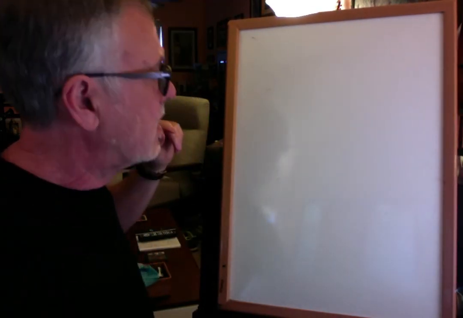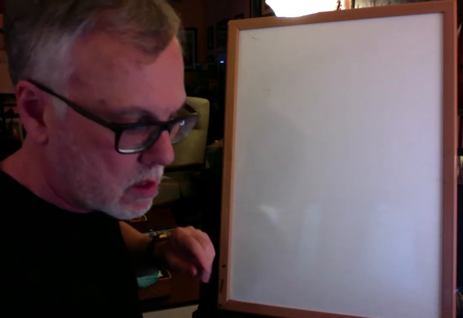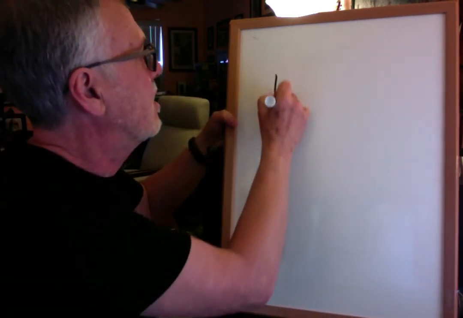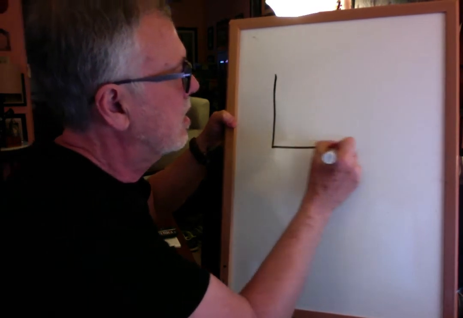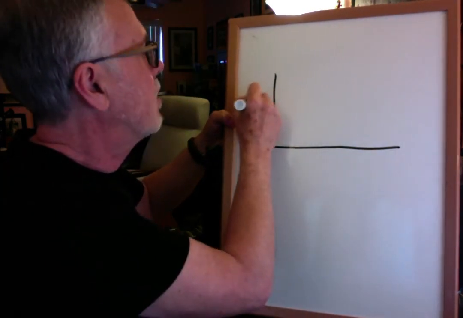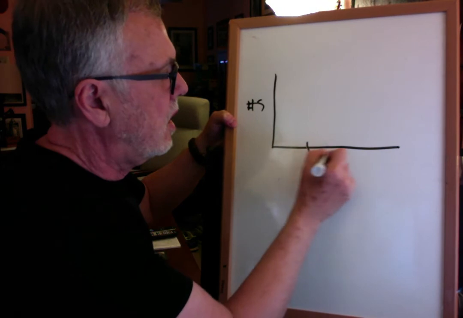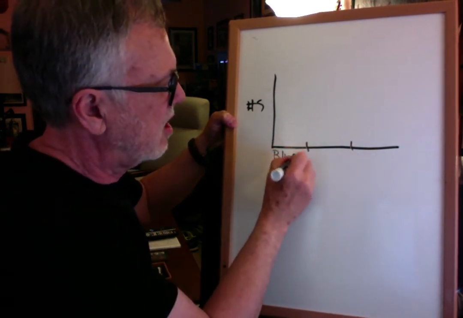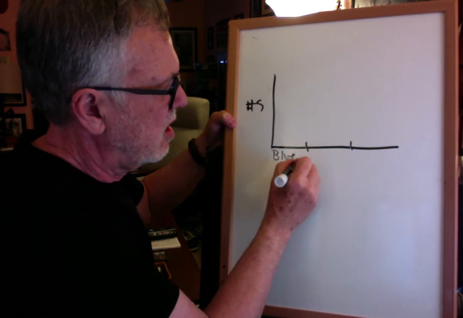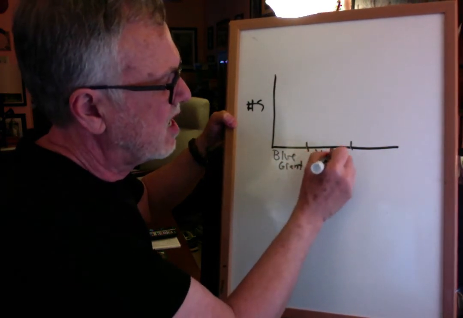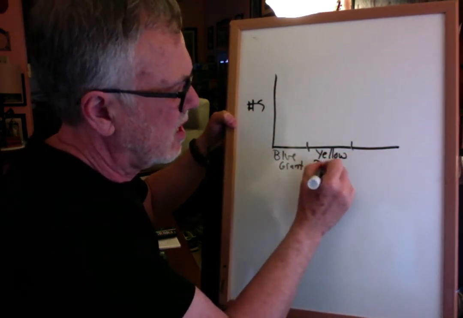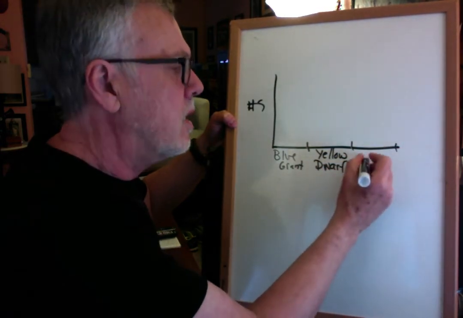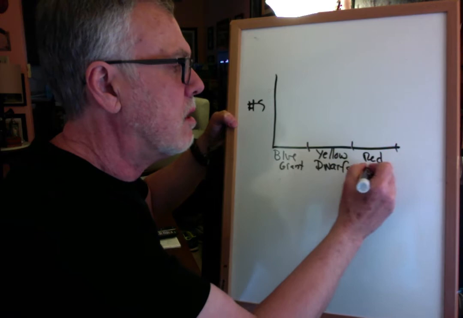It turns out that what you think is the most common star is not the case. If I look at a graph here of numbers of stars and star types, let's say this is the blue giant, the yellow dwarfs, and this here is the red dwarfs right there.